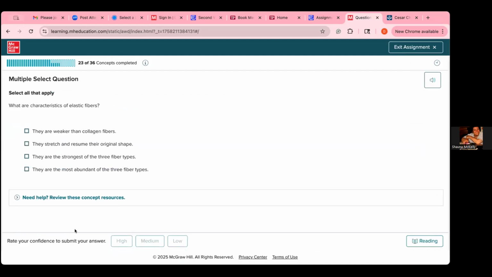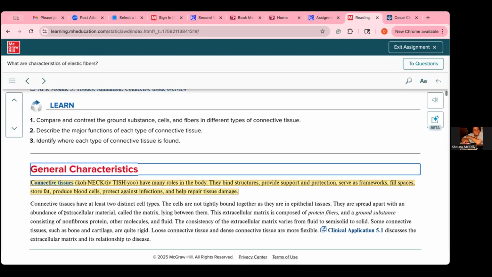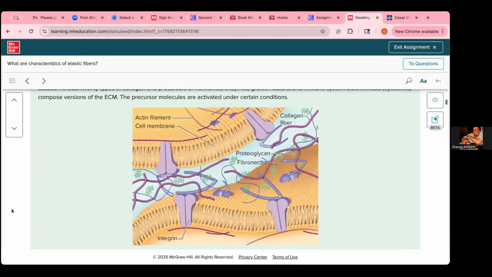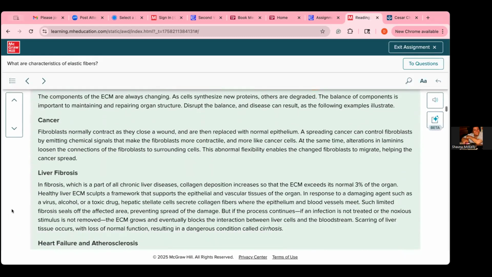What are characteristics of elastic fibers? Let's see what else it says about elastic fibers. Keep going. We didn't read enough. Okay, we need the elastic fiber section.